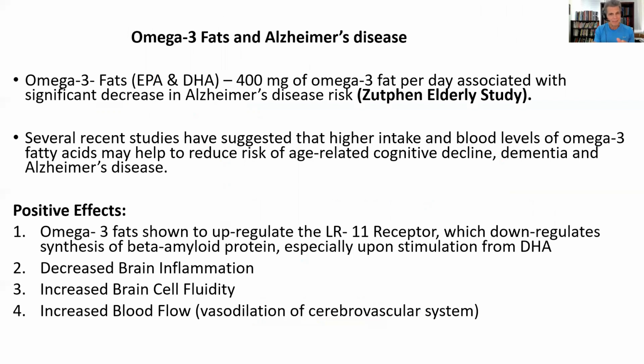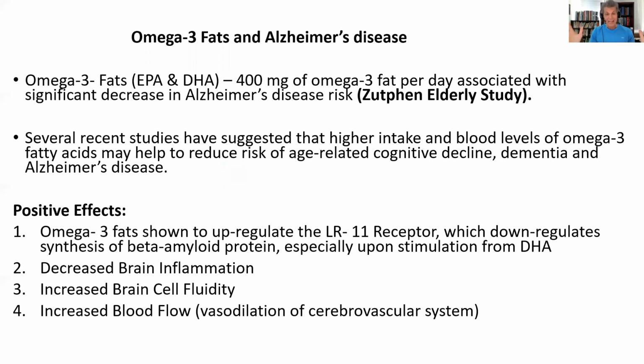There are all kinds of studies showing that more omega-3 fats over time in the body, in blood levels and nutritional status of omega-3 fats, is associated with less Alzheimer's disease as you age. The Zutphen Elderly Study is just one example. There are others like the Framingham Heart Study. But in the Zutphen Elderly Study, they were able to establish that 400 milligrams a day of omega-3 on average seems to be enough to decrease the risk of Alzheimer's disease as people get older.